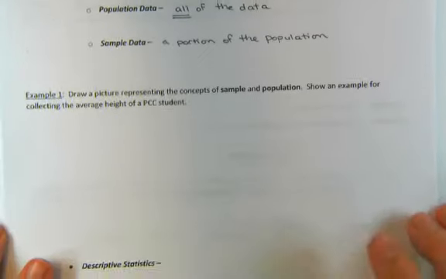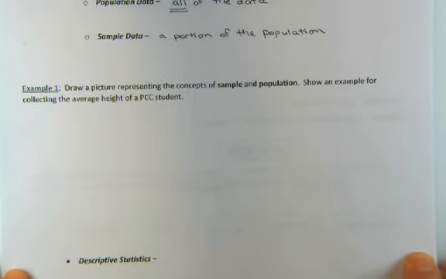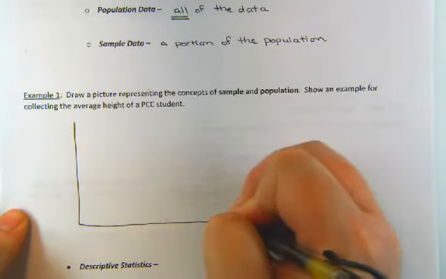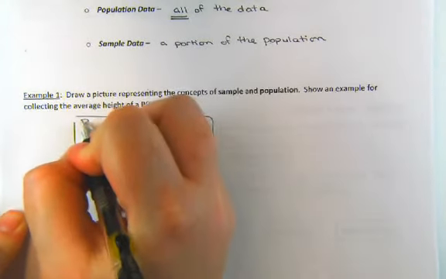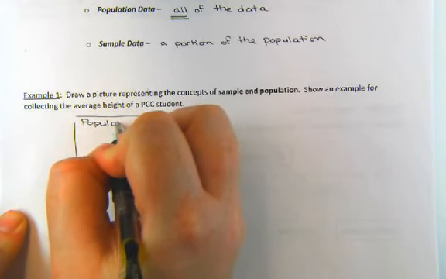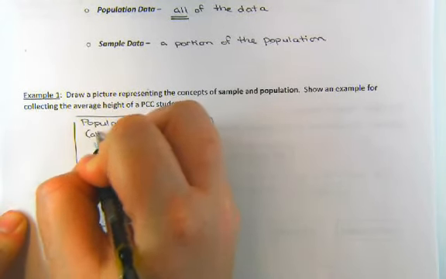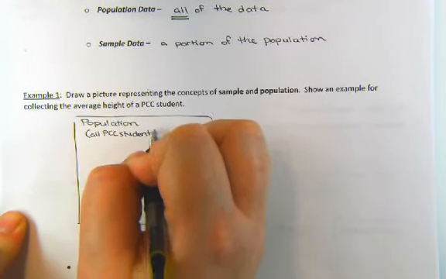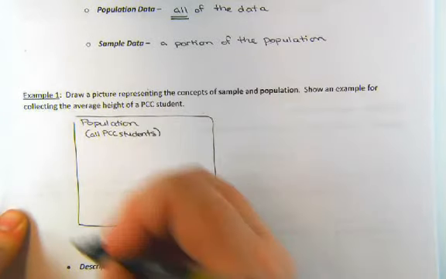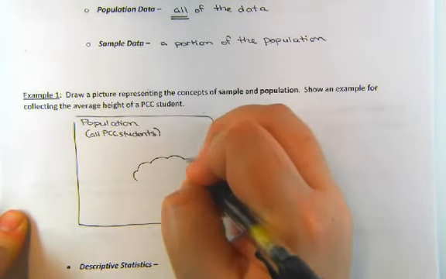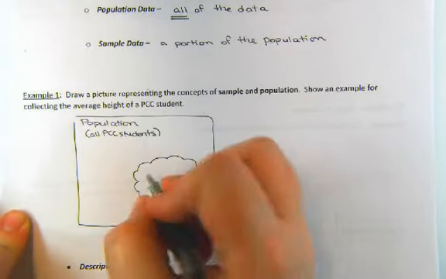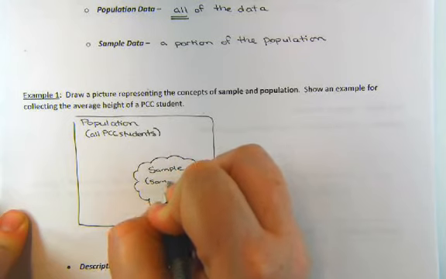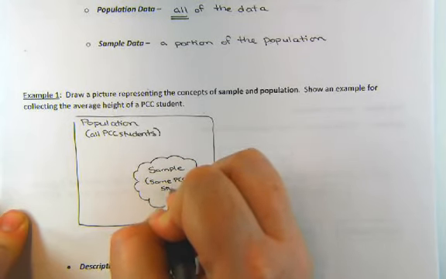So let's talk about population versus sample in terms of the context of average height of the PCC student. So our population would be everyone. Population is everything, so this is where it would be all PCC students. Every single one of them. Where our sample, if this is our population, the sample is part of the population. It's just a portion of it. And this would just be some PCC students.